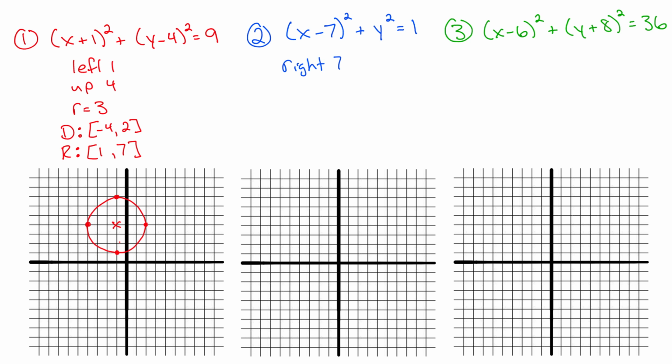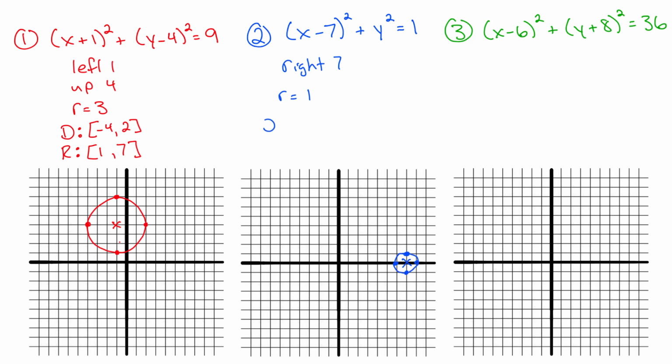That means we're not going to move up and we're not going to move down at all. Now, if you want to write up 0 or down 0, that's fine. But if you don't want to write anything, that's also fine. Then finally, the radius is going to be the square root of that 1, which is 1. So let's go right 1, 2, 3, 4, 5, 6, 7. Radius of 1, so up 1, right 1, down 1, left 1. Draw a circle that goes through these.